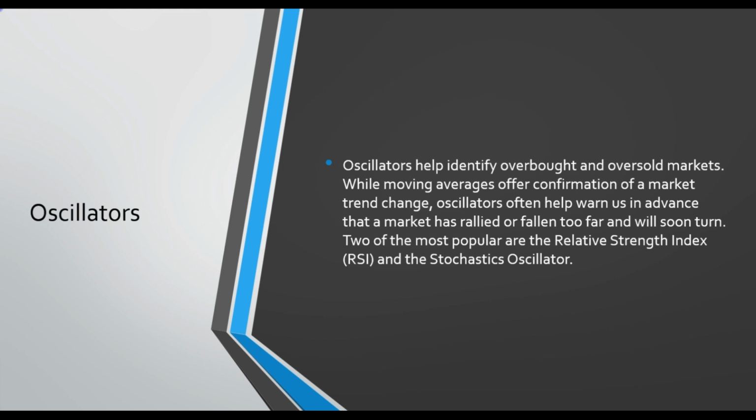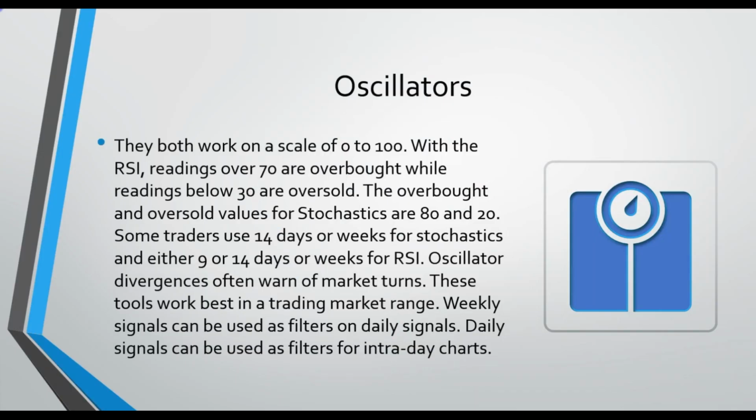While moving averages often offer confirmation of market trend changes, oscillators often help tell us in advance that a market has rallied too high or fallen too low. Some of the most popular oscillators are RSI, Relative Strength Index, and stochastics.